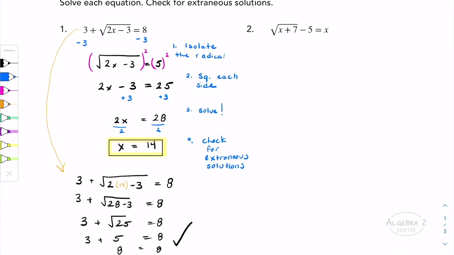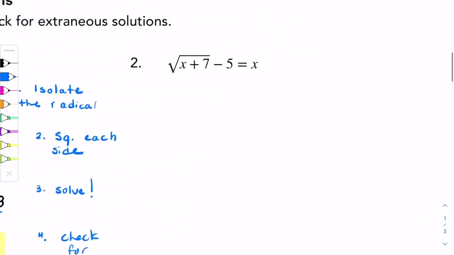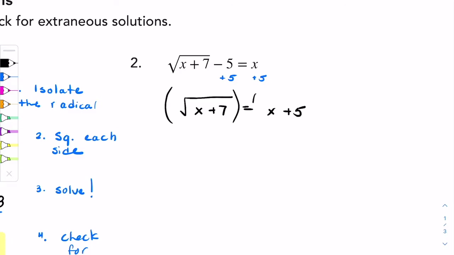For number 2, we have the square root of x plus 7 minus 5 equals x. I'm going to start by isolating the radical, so I add 5 to both sides. This gives me the square root of x plus 7 is equal to x plus 5. After you isolate the radical, step 2 is to square both sides. On the left side, if you square a square root, you're left with x plus 7.